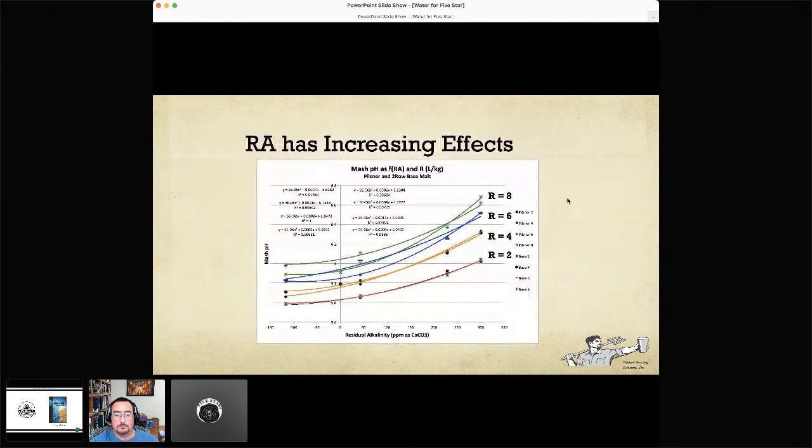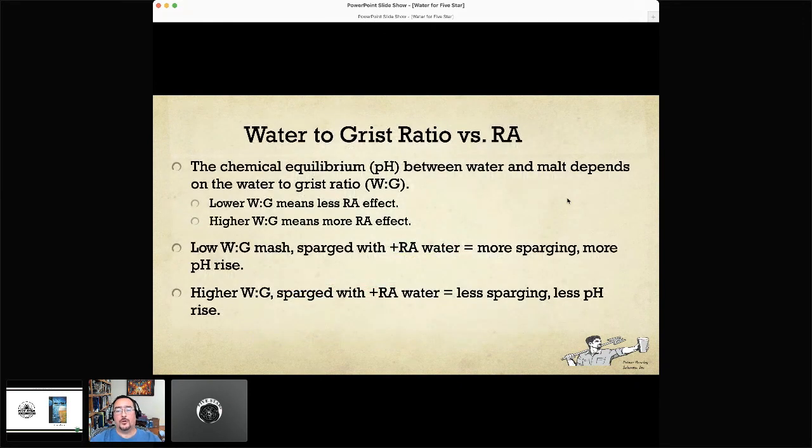All right. So water to grist ratio versus residual alkalinity. The chemical equilibrium, the pH, between the water and the malt depends on the water to grist ratio. Lower water to grist ratio means less effect of the water on the mash pH, whereas a higher water to grist ratio means a greater effect of the water on the mash pH.